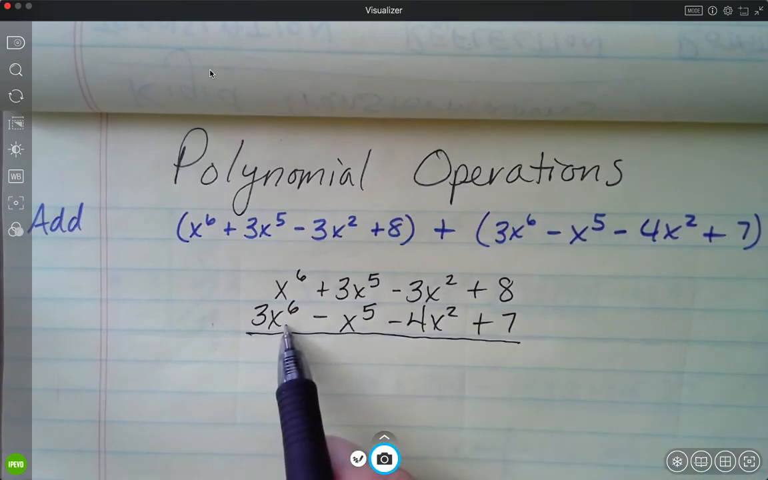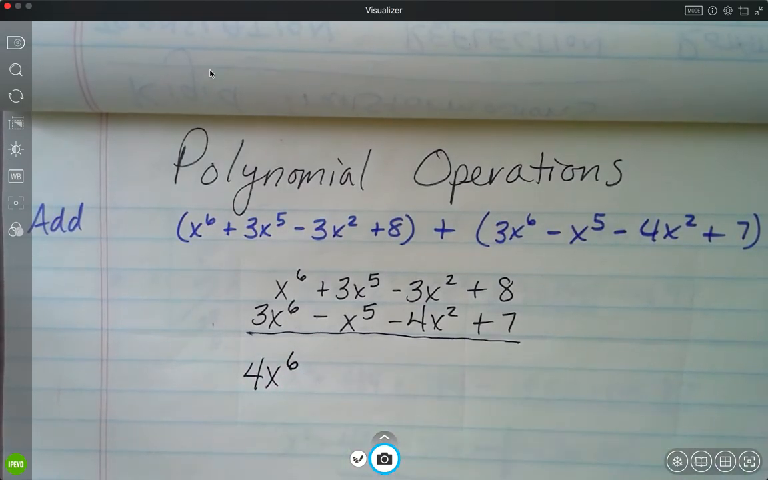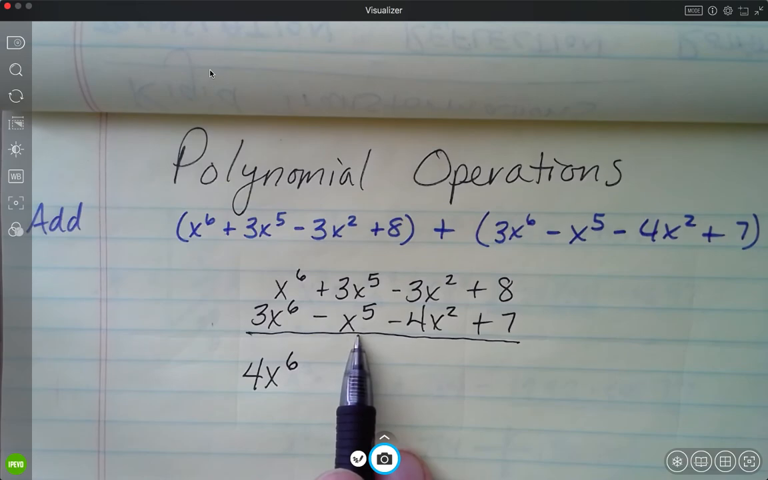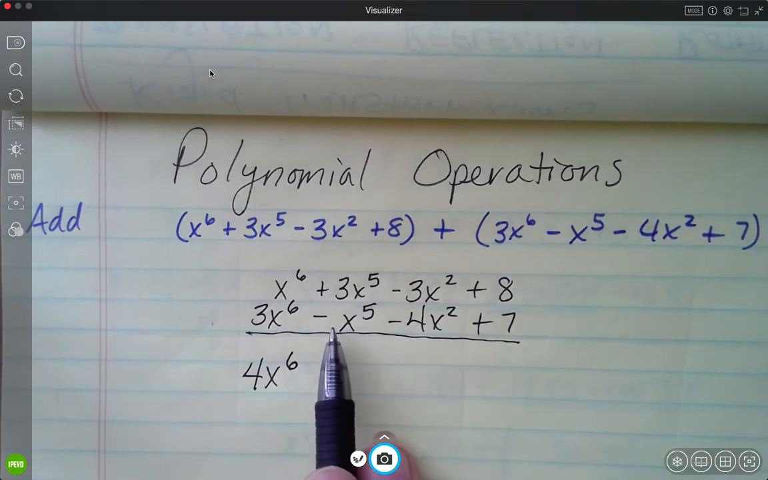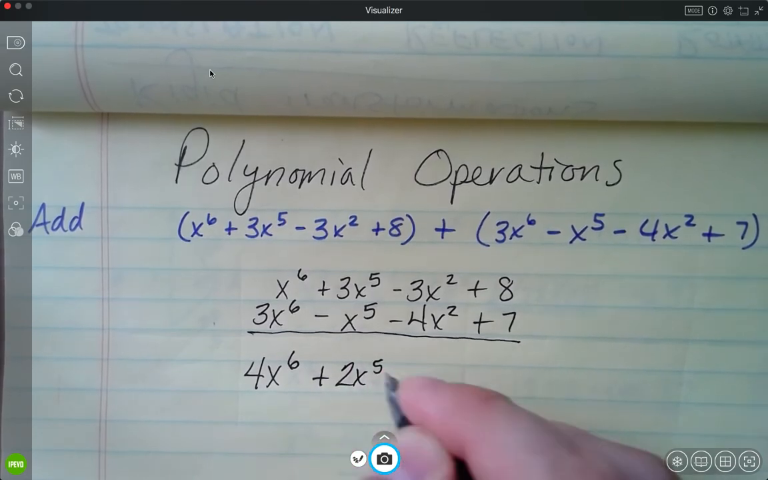So I've got 3x to the 6th power plus 1x to the 6th power. So really I've got 4x to the 6th. So I just add the coefficients. I don't do anything with the exponents. Those exponents tell me what my like terms are. Now I've got my x to the 5th terms. I've got 3x to the 5th minus 1x to the 5th. So I've really got a plus 2x to the 5th.